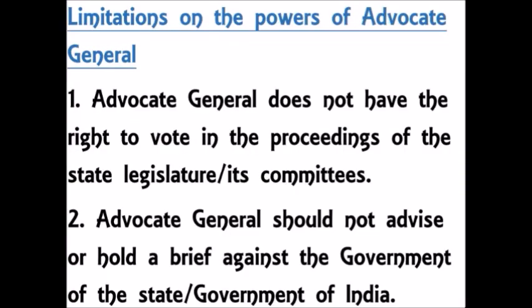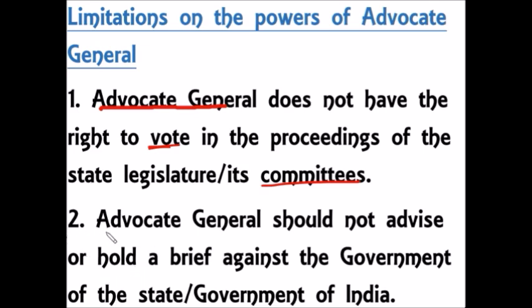Now let's discuss the various limitations on the powers of the Advocate General. This is important for the prelims examination. The first point is that the Advocate General has no right to vote in the proceedings of the state legislature and its committees. Already you know, the Advocate General has the right to speak or take part in the proceedings of the state legislature as well as in its committees.